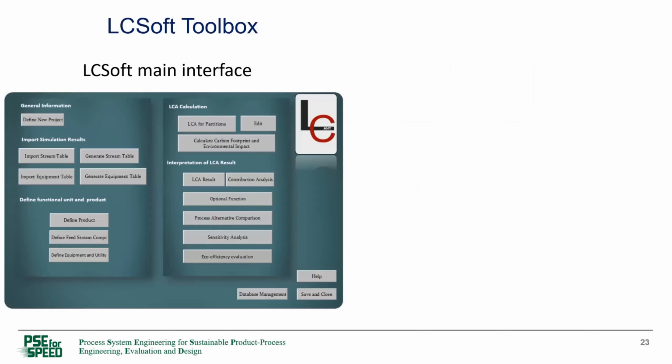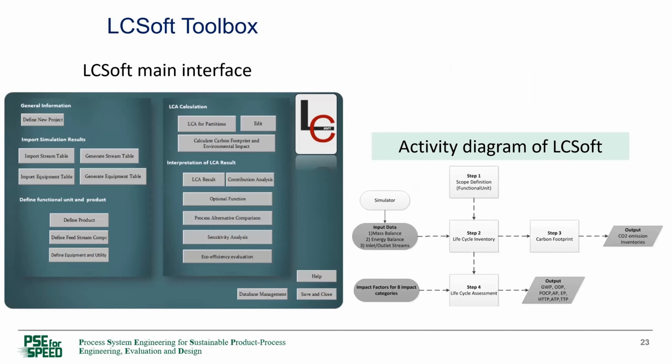The LCSoft Toolbox has different things in it. I will just highlight two of them. The life cycle inventory, which is needed to calculate the footprint, the CO2 emissions, and the life cycle assessment that helps us to do the impact analysis, the global warming and so on. But it includes a lot of data in it to be able to do those kind of calculations.